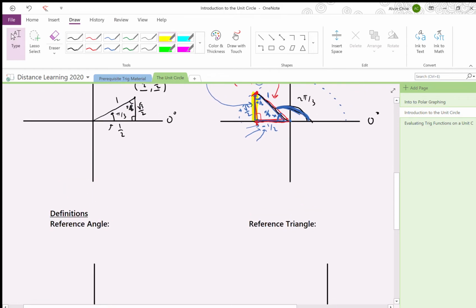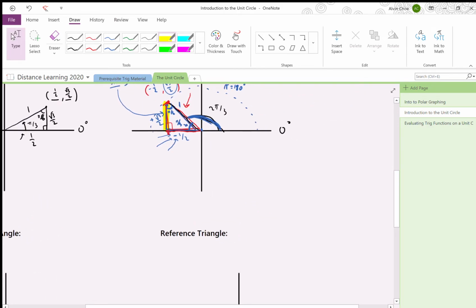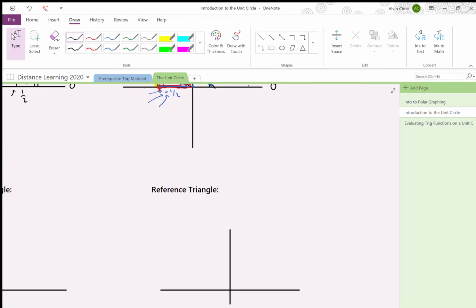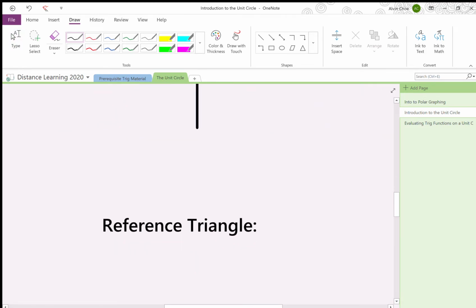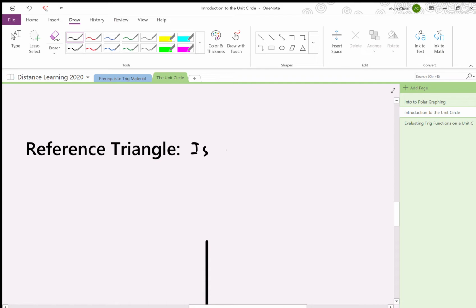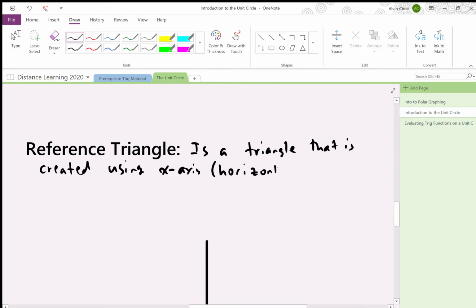So we created two things in order to do this. The first thing we created is a reference triangle. The reference triangle is always created using the horizontal line, the x-axis. A reference triangle is a triangle that is created using the x-axis, aka the horizontal line. And just like a lot of things in life, we use a horizontal line. Angle of elevation, angle of depression, we are always focused on the horizontal line.